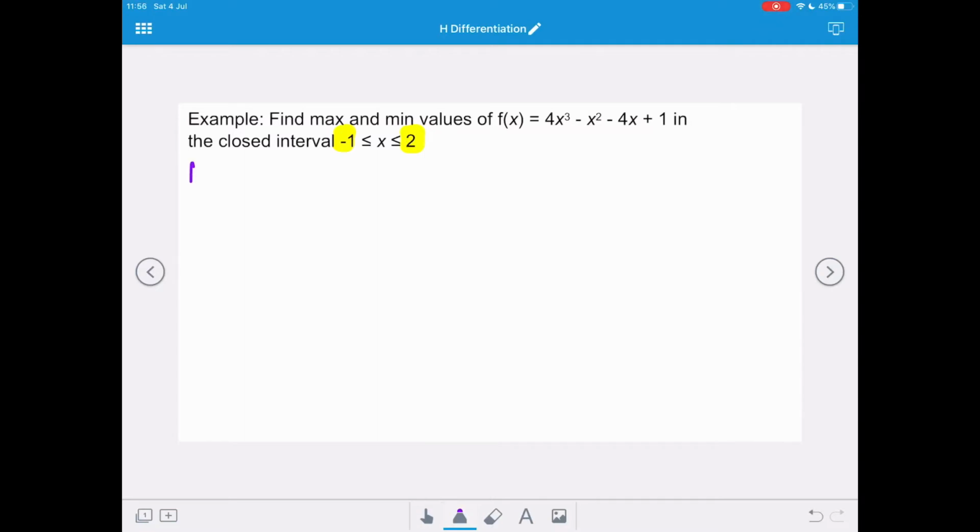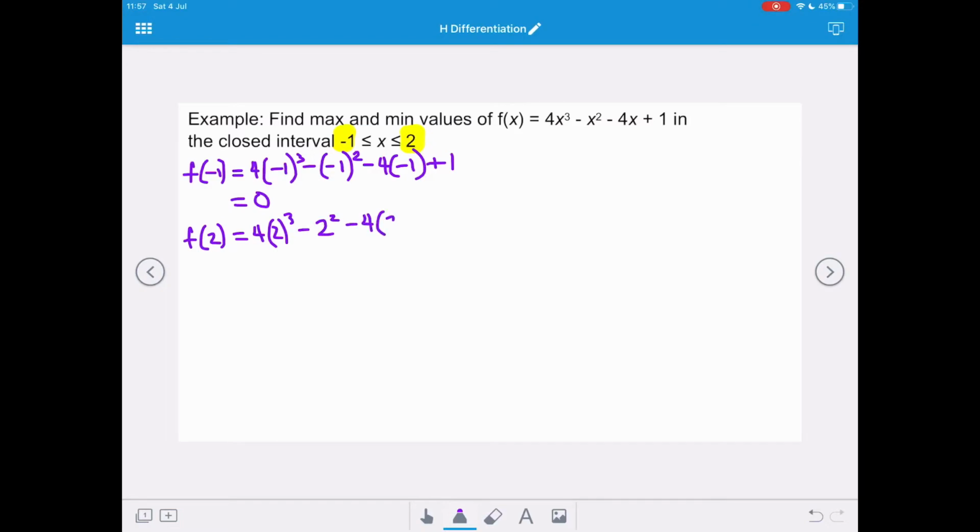If we evaluate f of -1, we get 4 multiplied by -1 cubed minus -1 squared minus 4 times -1 plus 1. And that means that f of -1 is going to have a value of 0. Then we're going to evaluate f of 2, and so that's 4 multiplied by 2 cubed minus 2 squared minus 4 times 2 plus 1, and so f of 2 is going to have a value of 21.